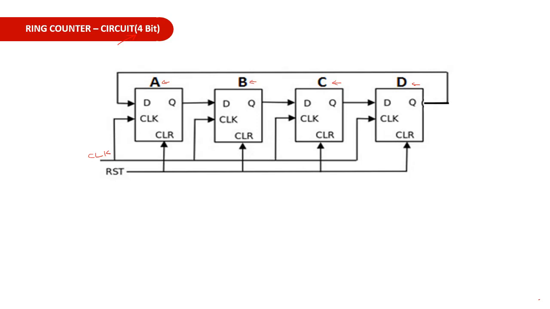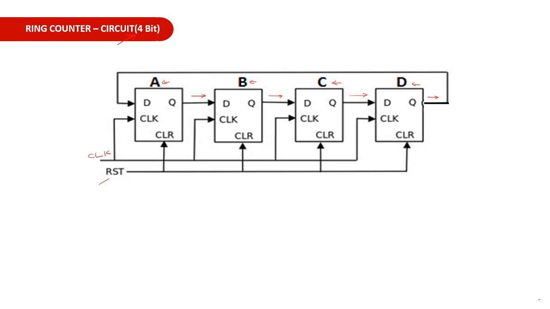Now here you can see that the output of the first flip-flop, flip-flop A, is connected to flip-flop B, and similarly the output of flip-flop B is connected to C, then C is connected to D. Then we are taking the last flip-flop output, that is flip-flop D, and connecting it as the input of the first flip-flop. So basically these 4 flip-flops will act as a shift register. Since we are feeding the final output back to the input, it will act as a ring counter.